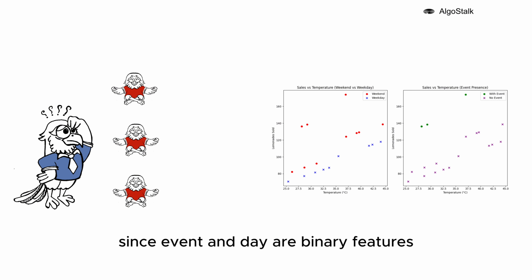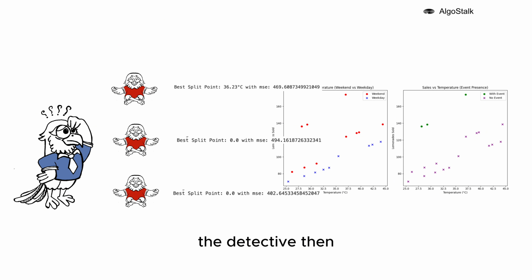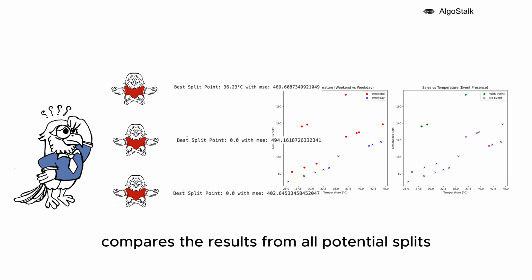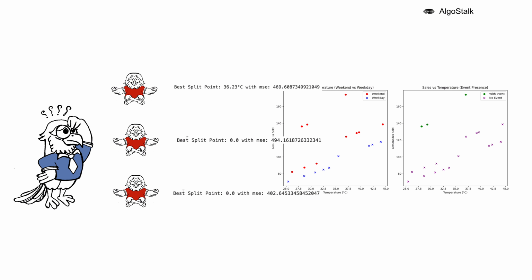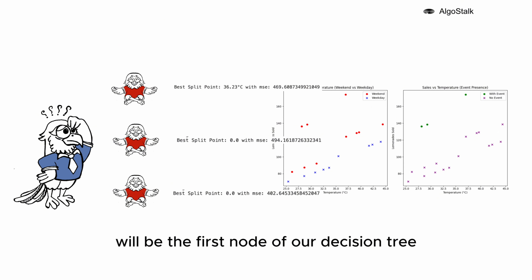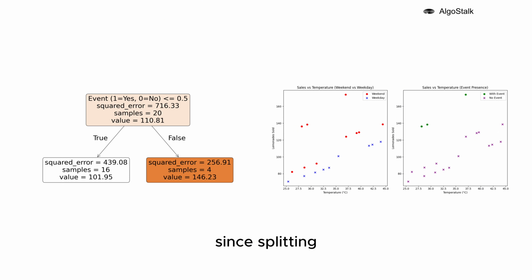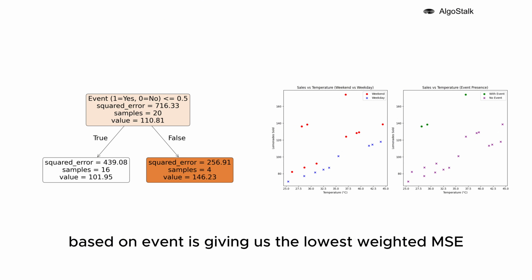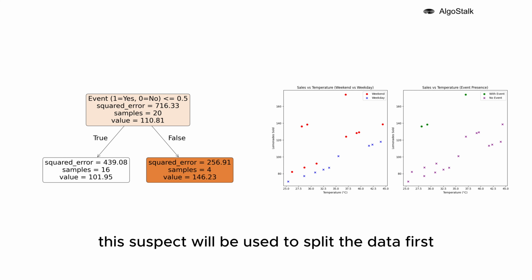Since event and day are binary features, they only have one possible split each, making it easier to evaluate them. The detective then compares the results from all potential splits across all suspects. Whichever split results in the lowest weighted MSE will be the first node of our decision tree. Since splitting based on event is giving us the lowest weighted MSE, this suspect will be used to split the data first.